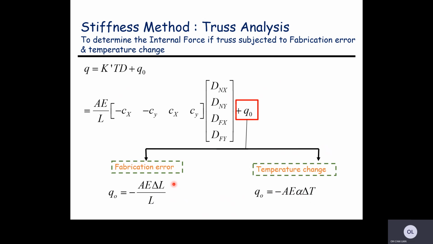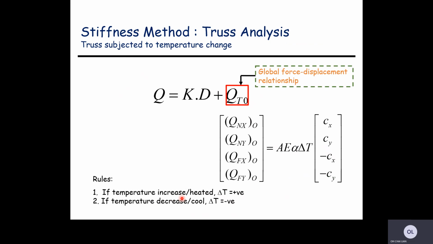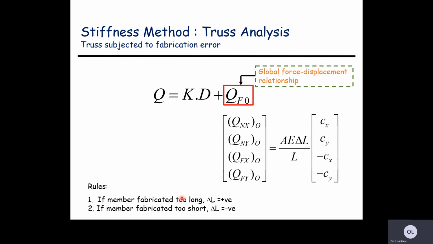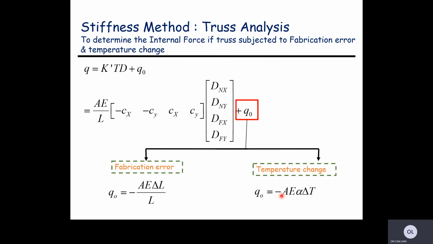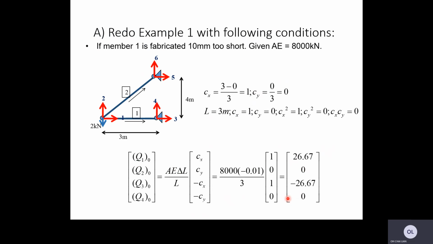Okay, so you don't need to multiply CX CY like this. It will be just this value, but in the negative form. Okay, so let's try with this example.